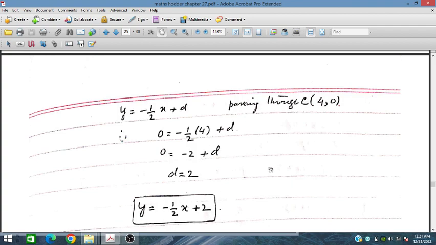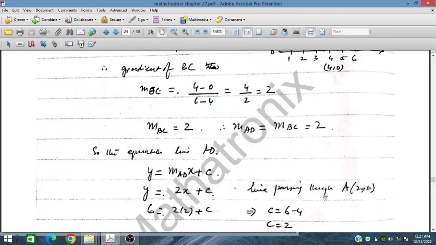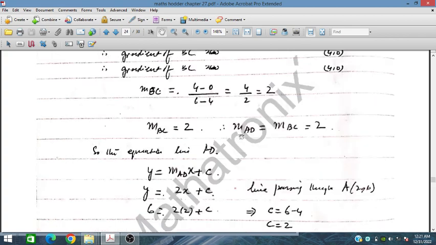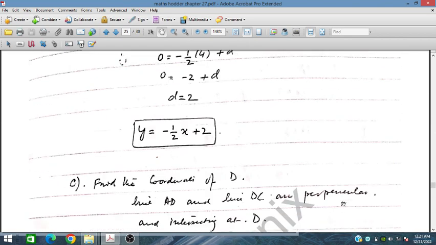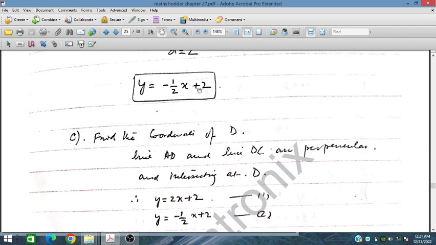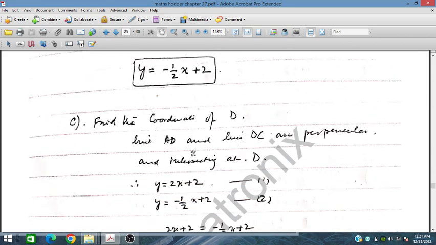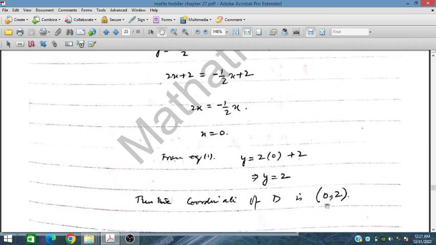So the equation of CD, or DC, will be y equals minus half x plus d. On solving these two equations, this line equation and the earlier line equation, we will get the coordinate points. We solve them simultaneously, and we have obtained the coordinates of D as 0, 2.